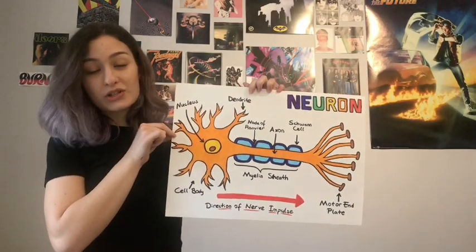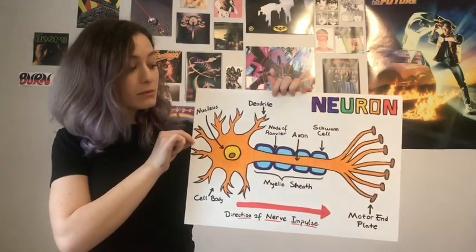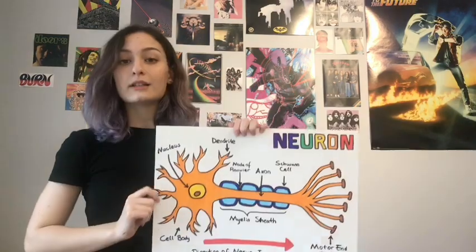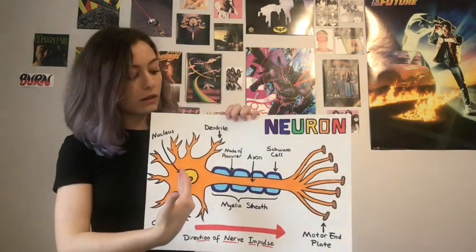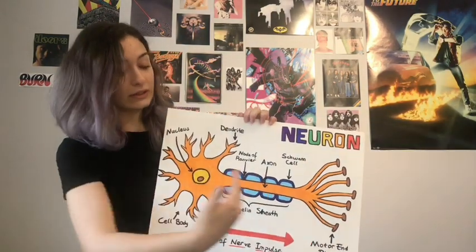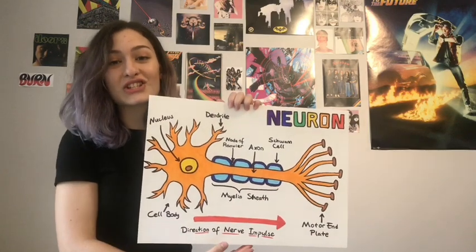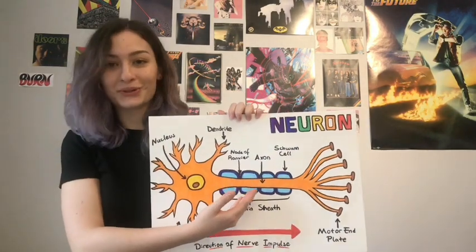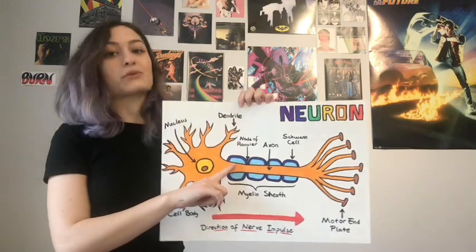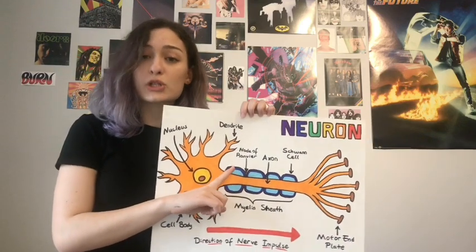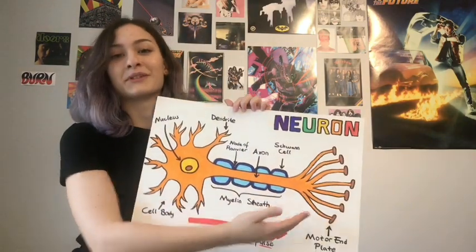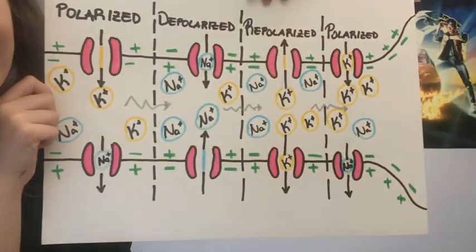We call these branches dendrites. They are responsible for receiving an impulse. The transmission of a nerve impulse along the neuron from one end to the other occurs as electrical changes across the membrane of the neuron. The axon is responsible for the electrical transmission of an impulse to the axon terminal. And here we have the axon.